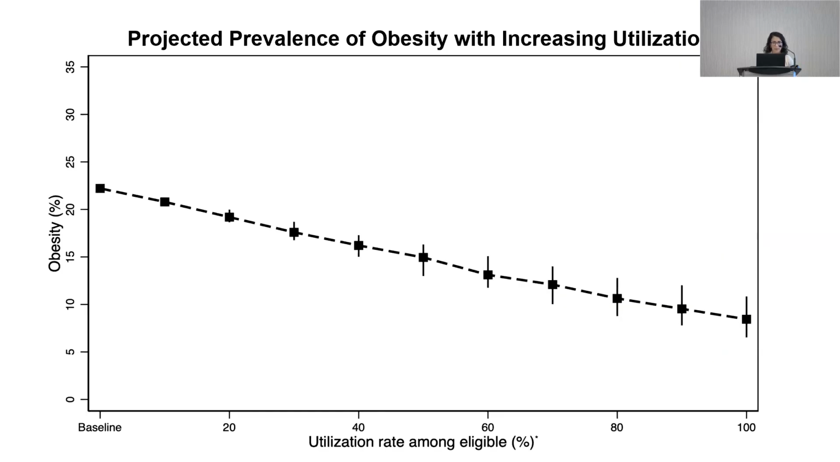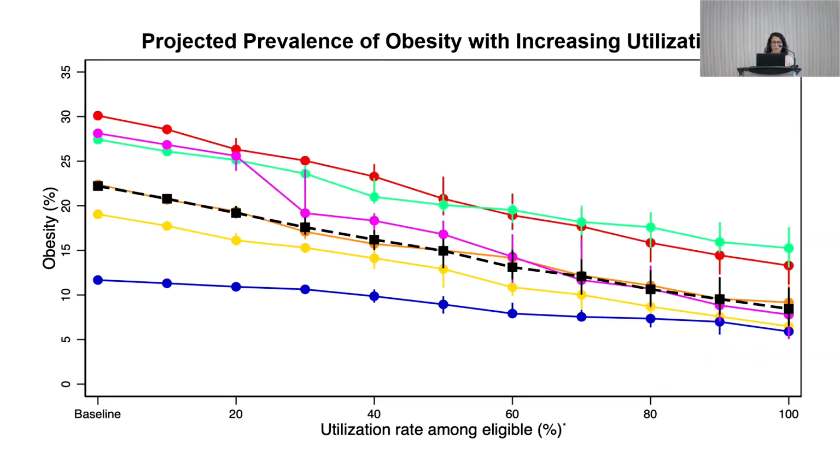As you would expect, with increasing uptake of this highly effective medication, the overall obesity prevalence would be anticipated to decrease from 22% to around 10%. But this decrease is really felt differently across the racial and ethnic groups. So as I mentioned, Mexican American and Black youth have the highest baseline prevalence of obesity, with other racial groups falling lower than that.